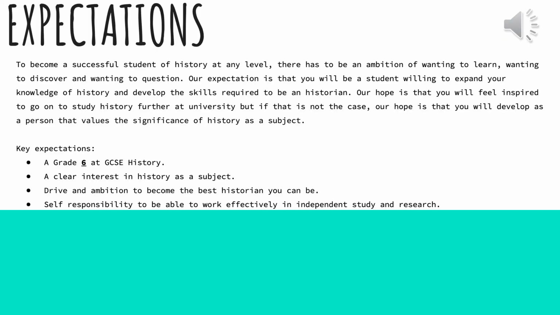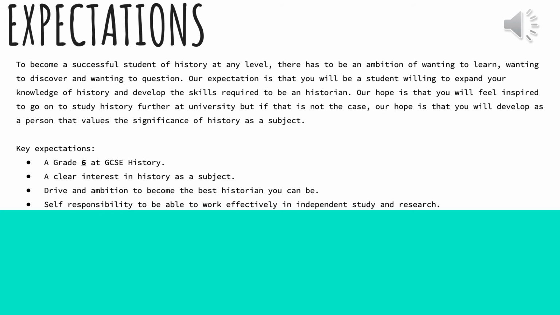So our expectations at APA in the history department are really for the best historians to be taking A-level history. Now, our expectation is that students are wanting to learn more, wanting to discover and wanting to question. We would like students to be interested in history. If you're not interested in history, it's going to be a very difficult course. So the idea is if you've enjoyed history through your Key Stage 3, GCSEs, then this could be a subject for you, requiring that you've got a grade 6 at GCSE history.